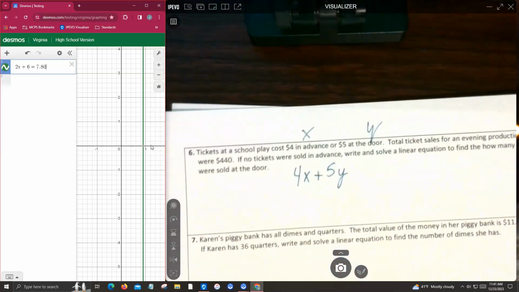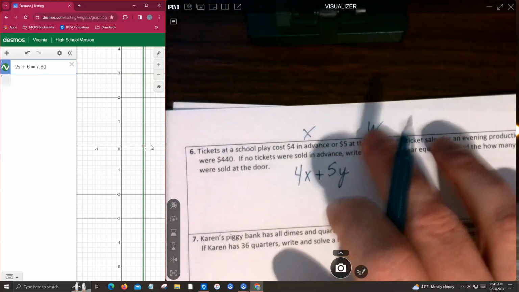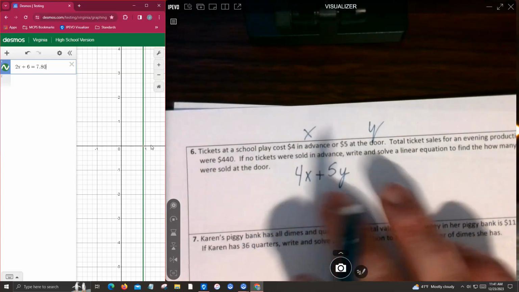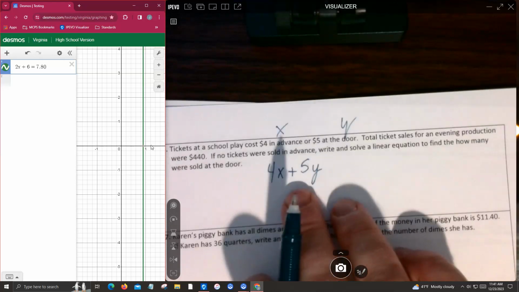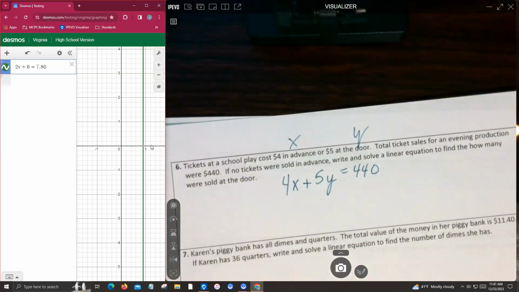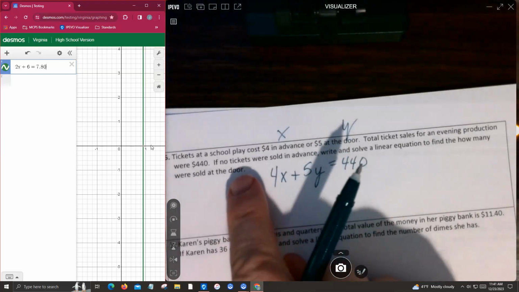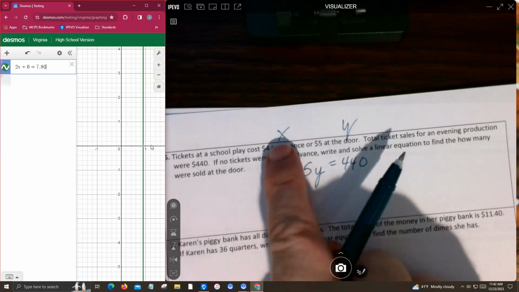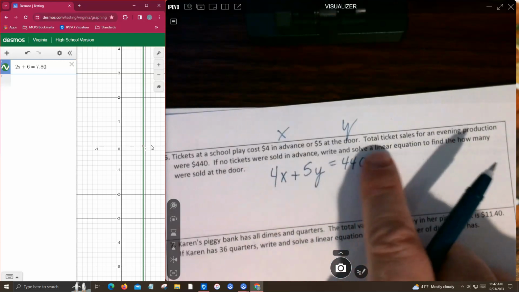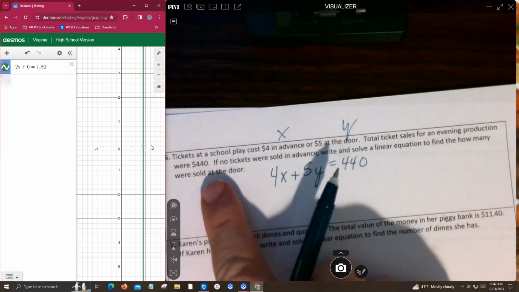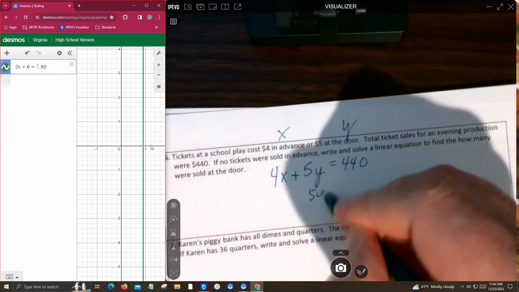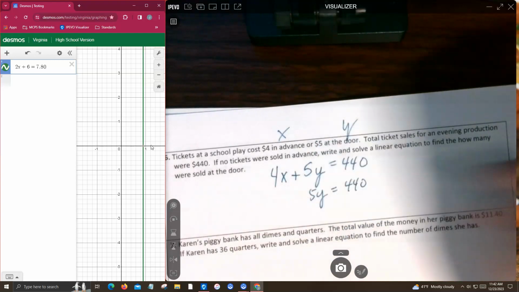Again, I got to get two rates. So this is 4X. This is 5Y. Those are two rates. Anything multiplied by an X or by a variable is our rates. Okay. And total ticket sales were 440. So there's my equation. And then I was told that the number sold in advance, which is X, is none. Write and solve the equation of how many are sold at the door. Well, if none were sold in advance, this is out of here. So all we have is 5y equals 440.